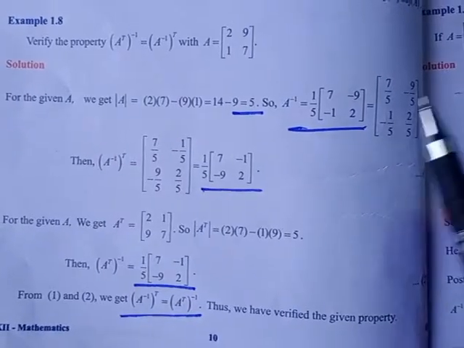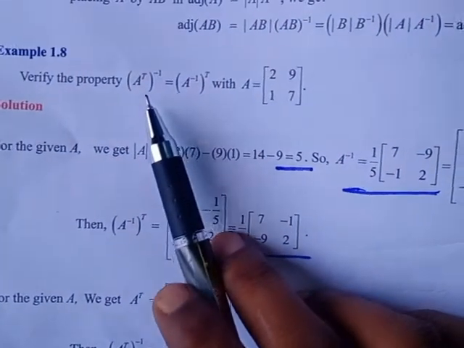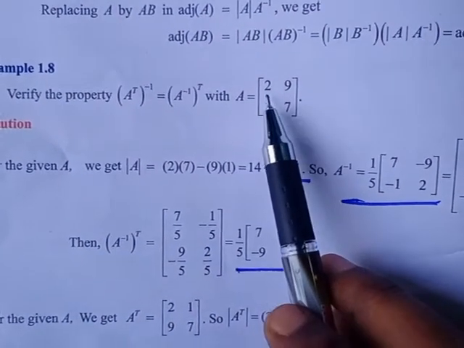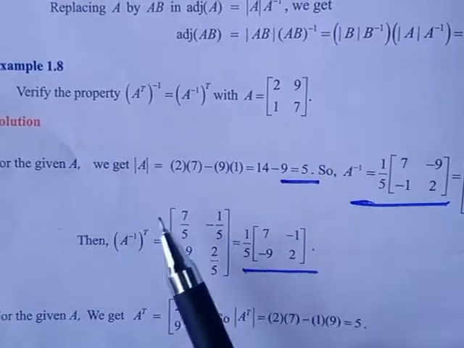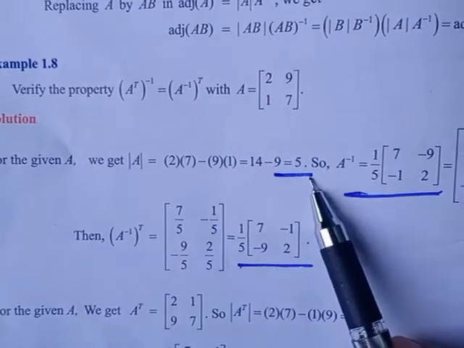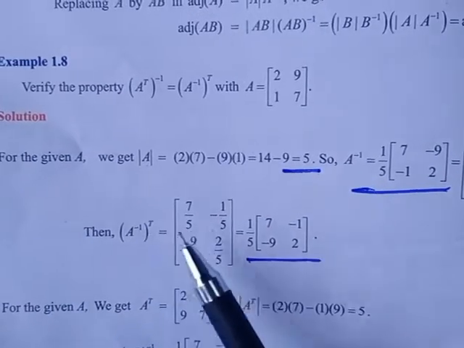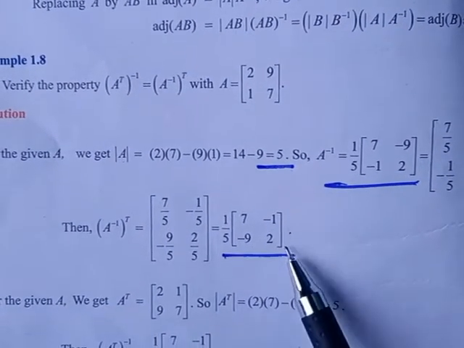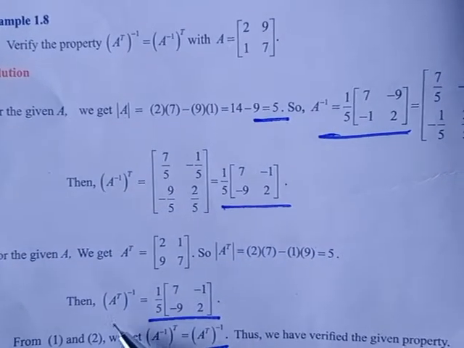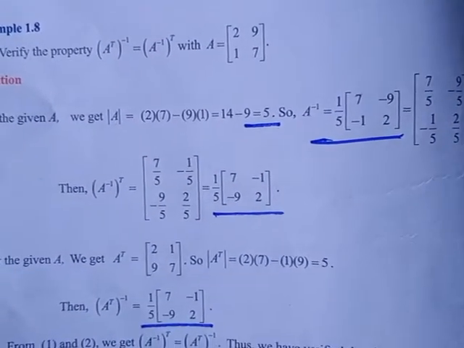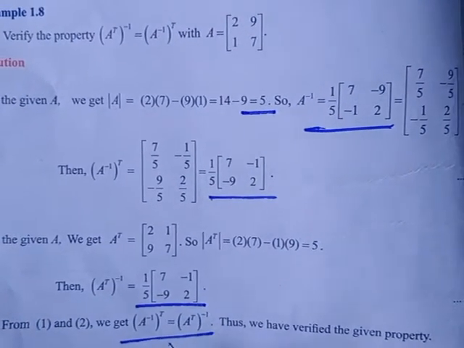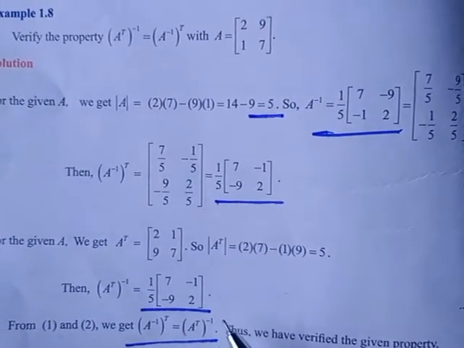The first assignment problem is to verify the property (A transpose) inverse is equal to (A inverse) transpose, with A equal to 2 9 1 7. The determinant of A is 5. (A inverse) transpose is equal to 1 by 5 into 7 minus 1 minus 9 2. The same answer comes for (A transpose) inverse also. So we get the result: (A inverse) transpose is equal to (A transpose) inverse.